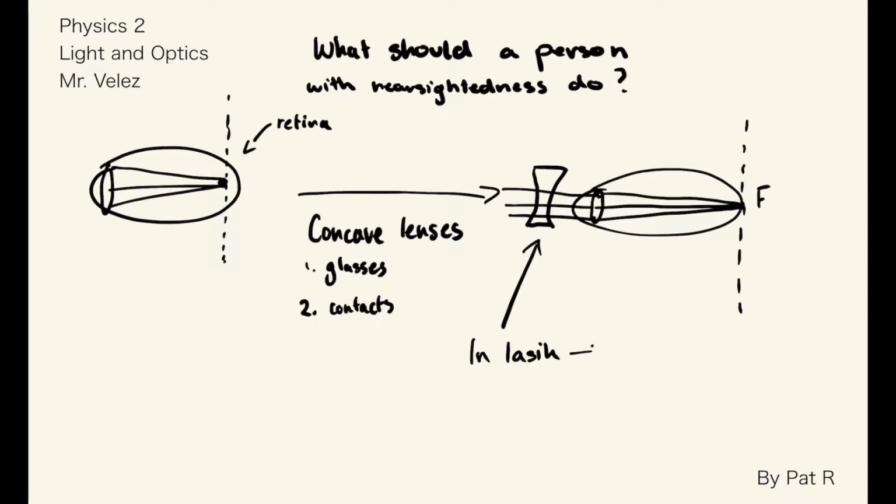These lenses are available in glasses or contacts. For a more permanent solution, LASIK alters the shape of your cornea similar to the shape of the lens.